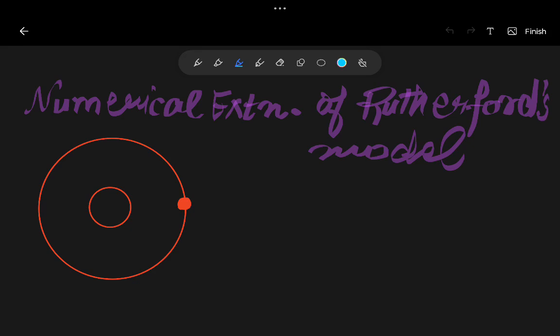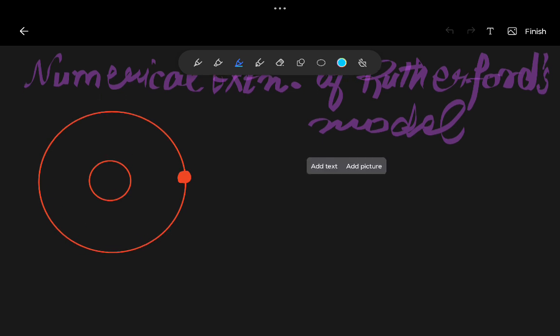Hi everyone, so we're going to talk about the numerical extension of Rutherford's model. I just studied it yesterday, and whatever I understood, I'm going to explain to you. So yeah, it's going to be helpful for somebody. I will be really happy to know that.